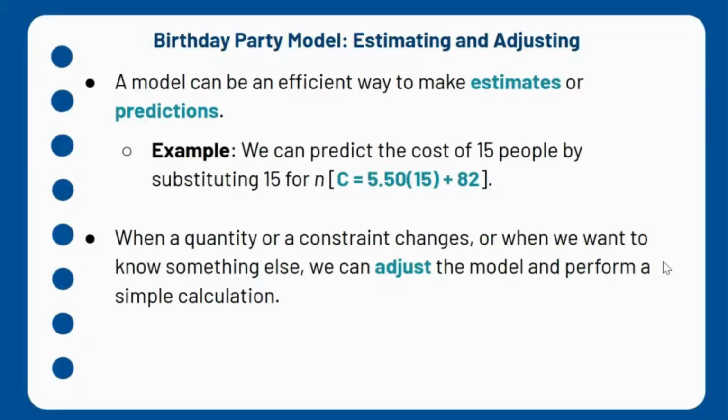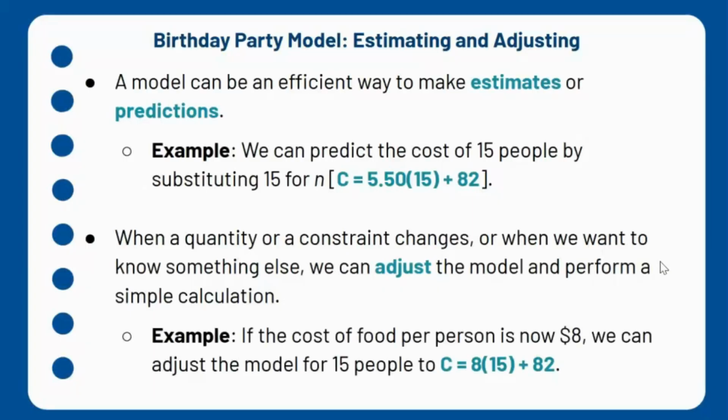For example, the equation can be used to find the total cost for different amounts of people, which was represented by the variable n. If one of the constraints changed, such as the cost of food per person is now $8 instead of $5.50 per person, we can adjust the model to calculate the cost for 15 people by writing the equation C equals 8 times 15 plus 82.